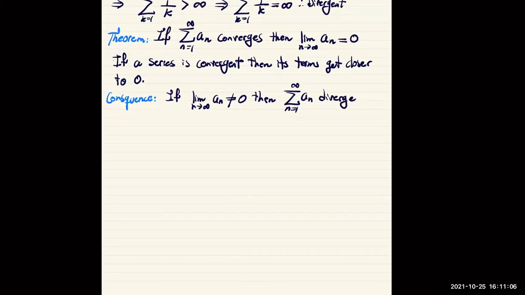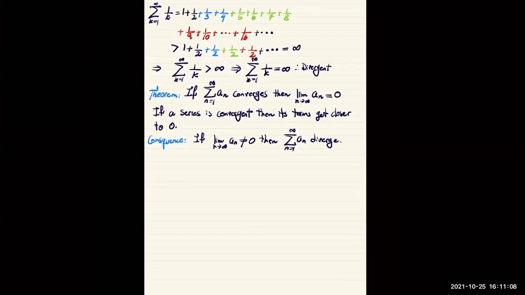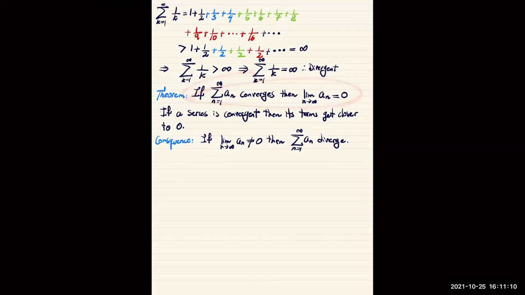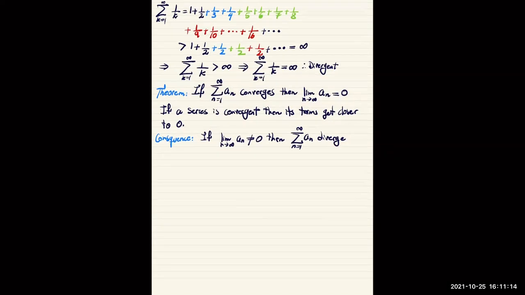I am restating the same theorem. This and this statement are the same thing. The consequence is just a contrapositive. You negate the conclusion and the hypothesis, and you switch them. It's the same thing.